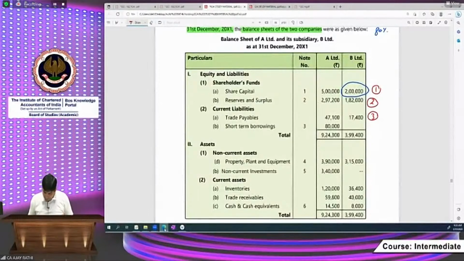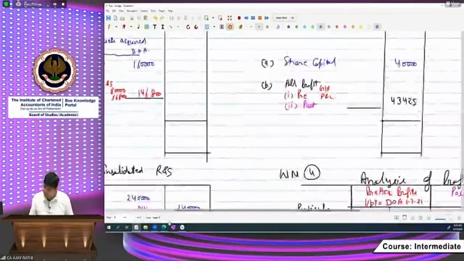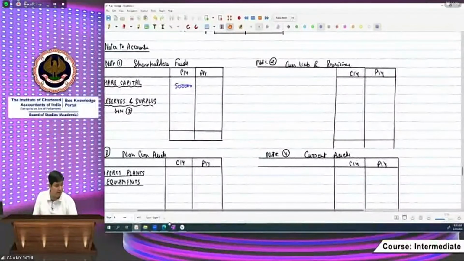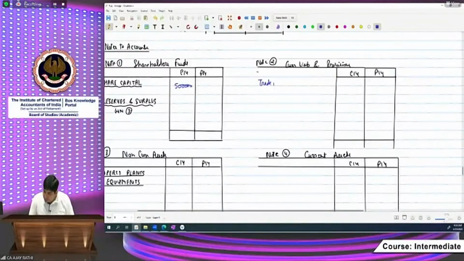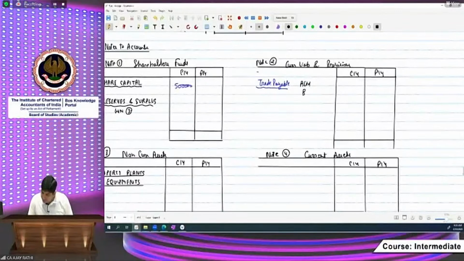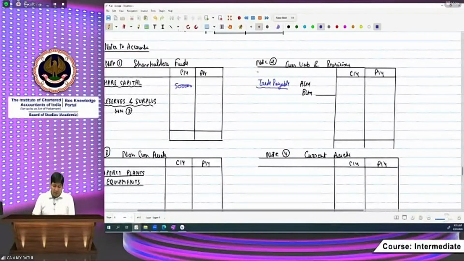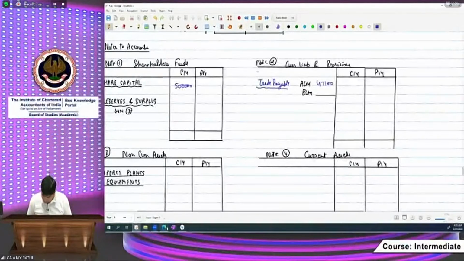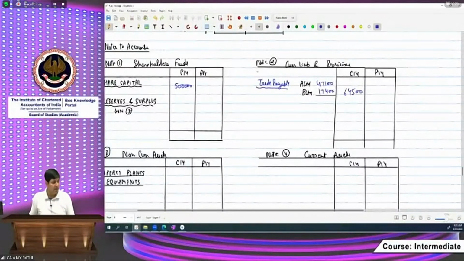Trade payable is there, but non-current liability is not there. Only the current liability is there. So please go to the notes to accounts, current liabilities. Okay. Yes. Now trade payables are there. A limited and then B limited. Now see, 47,100, 47,100, and then 17,400, 500, 7 and 7 is 14, 1 and 1 is 2, and 4 is 6, 64,500. Yes. Next one.